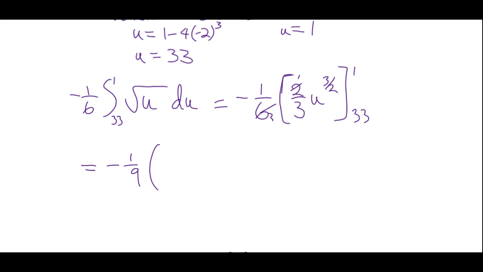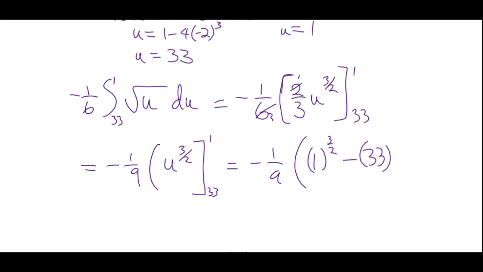And we get u to the 3/2, going from an upper bound of 1 to a lower bound of 33. Now I have two choices, right? I could have just put the negative 1/9 here and gone negative 1/9 times, or I can leave it out front and then evaluate. So I've chosen to leave it out front. So the upper bound is 1, and the lower bound is 33.